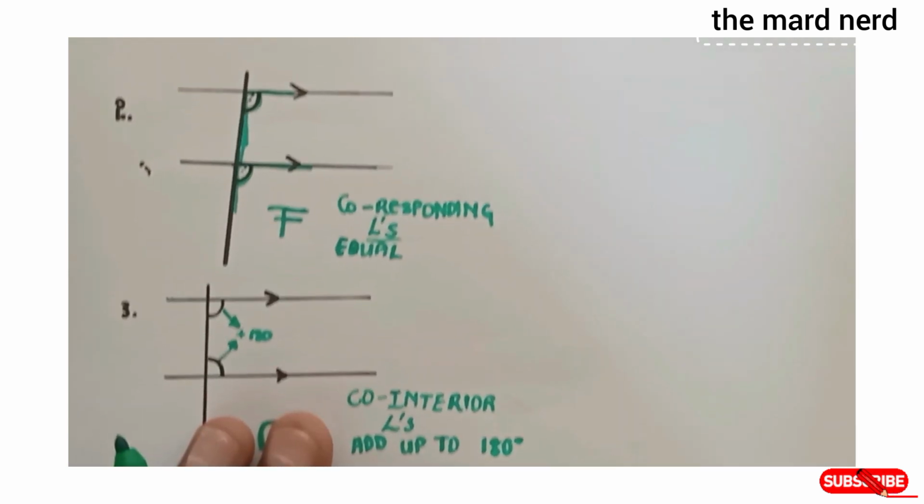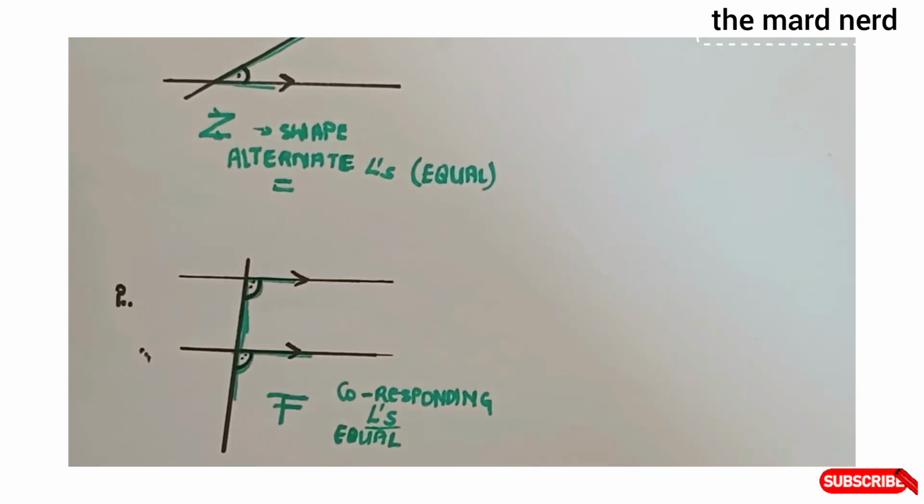Something that you should know is that for alternate angles, you have to look for a Z shape, and once you find that Z shape, you should know that they are equal to each other. For corresponding angles, you have to look for an F shape. Once you find that F shape, they are equal to each other. And for co-interior angles, you have to look for a C shape. Once you find that C shape, you should know that they add up to 180. So that's it for those parallel lines.